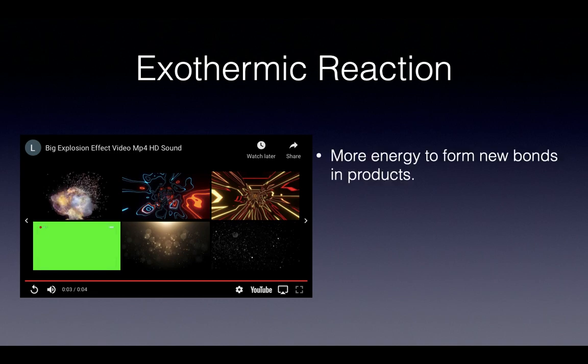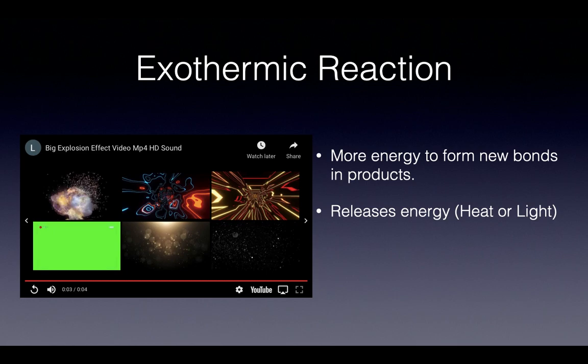And so it takes more energy to form these new bonds in a product than it did to break the old bonds. These release energy in the form of light or heat. And what I mean by that is, because it used more energy at the beginning, we bond these new products together and we have all this leftover energy.